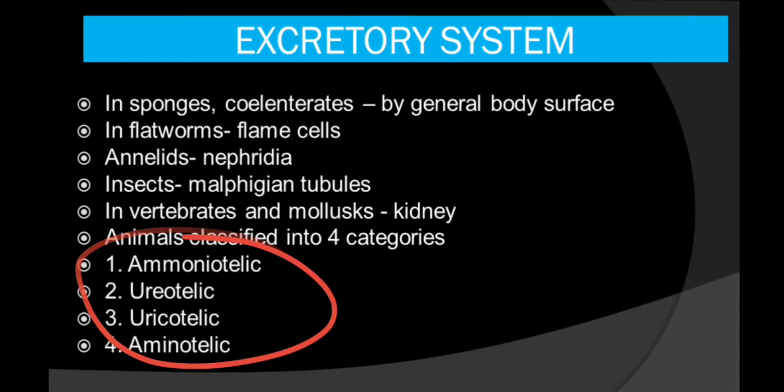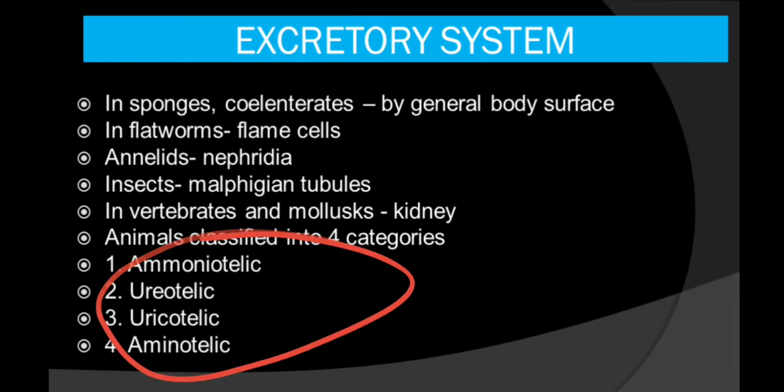This is about the secretion of waste, which waste they are secreting. I have already prepared a lesson for you. Just move on to my previous course, the excretory system. There you will come to know about the difference between these organisms: ammoniotelic, ureotelic, uricotelic and aminotelic.